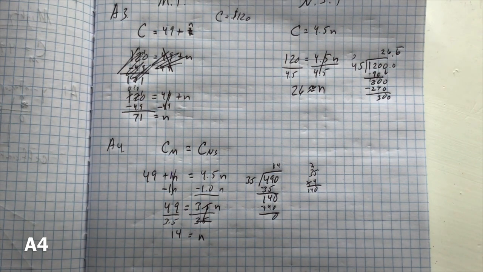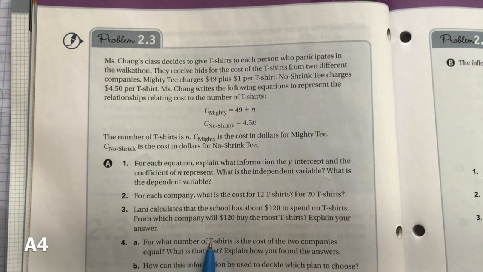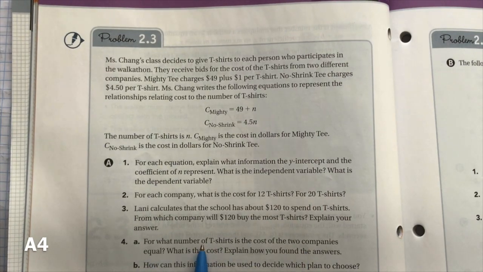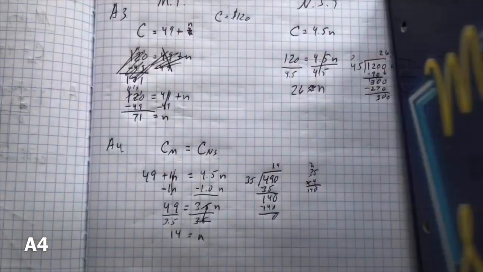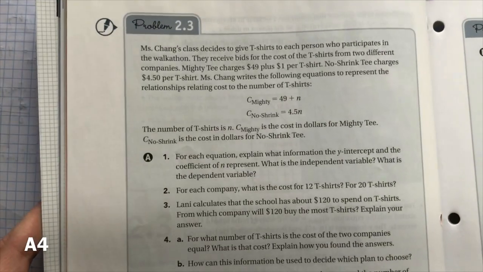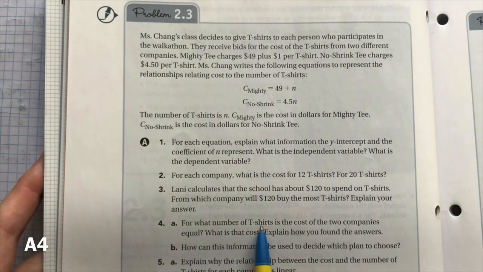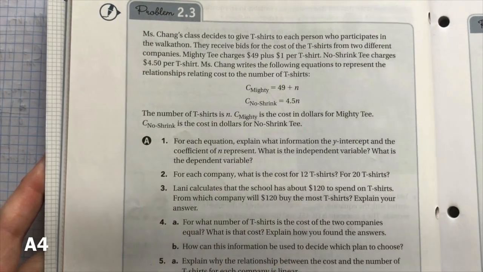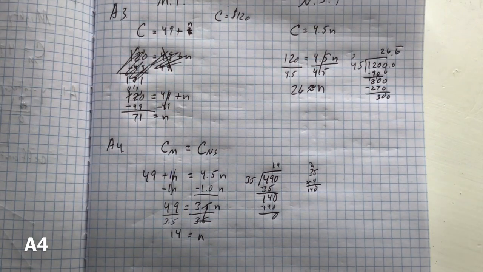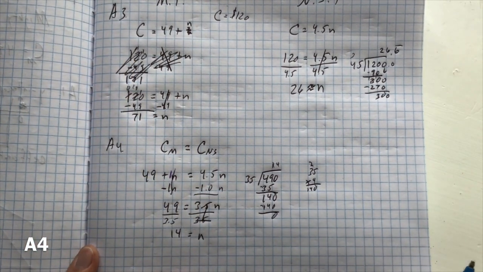Now, is that what they asked us for? Is 14 when they're equal? It says, for what number of t-shirts is the cost of the two companies equal? Well, we figured that out. So if that's 14, remember n is the number of t-shirts. So for that one part, we can see that the number of t-shirts is going to be 14. But how do I go in and figure out what that cost is going to be? Well, we take the number of shirts and we plug that into these equations. And let's test it for both just to be sure.